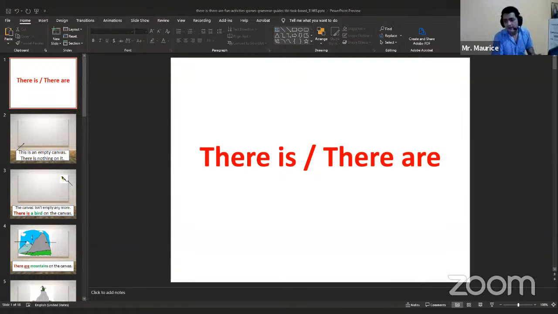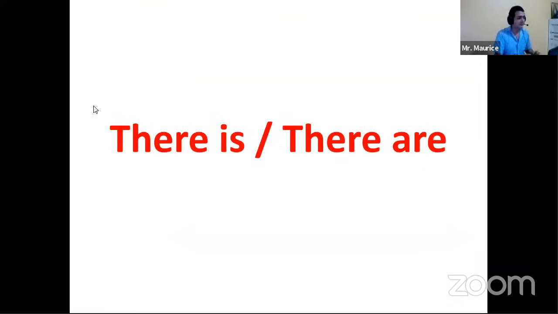What is the correct structure for this? So give me a minute. Let me share my screen for you guys, so you can see what I'm talking about. There you go. Okay, listen, please. Right now, let's combine the verb to be. The verb to be in the present, you already know: am, is, and are.